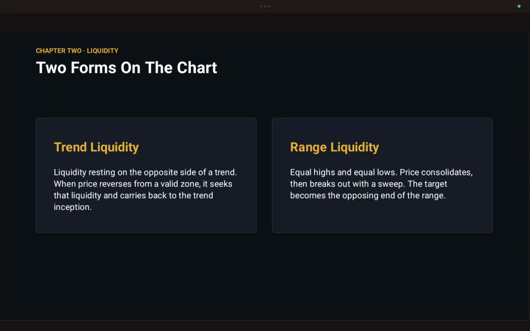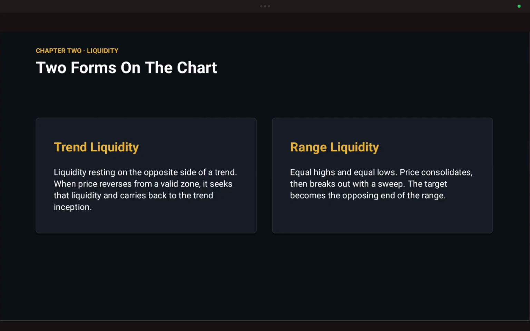But then there are two main forms of liquidity on the chart. It appears at buy side and sell side, but it appears in two forms. We have the trend liquidity, where price is trending, maybe an uptrend or a downtrend, and then we have the range liquidity, where price is ranging, with equal highs and equal lows.